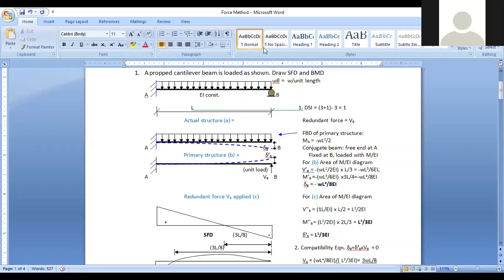So I'll explain it on the whiteboard. Here we have this fixed ended beam. I assume it to be a straight line. Okay, assume it is a straight line. So we have UDL over here.